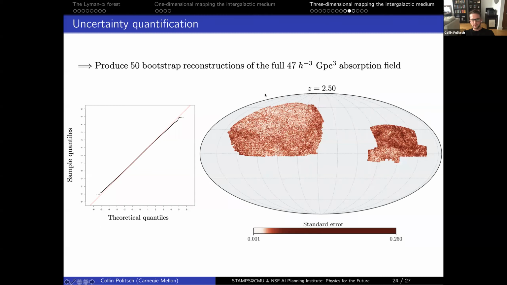And just for observational reasons here, I'm showing you the standard errors at one particular radial distance from Earth, the Lyman alpha field. In the northern galactic cap, this is generally true over all redshifts, that the signal to noise is higher for the observations and the uncertainty is greater in the southern galactic cap.